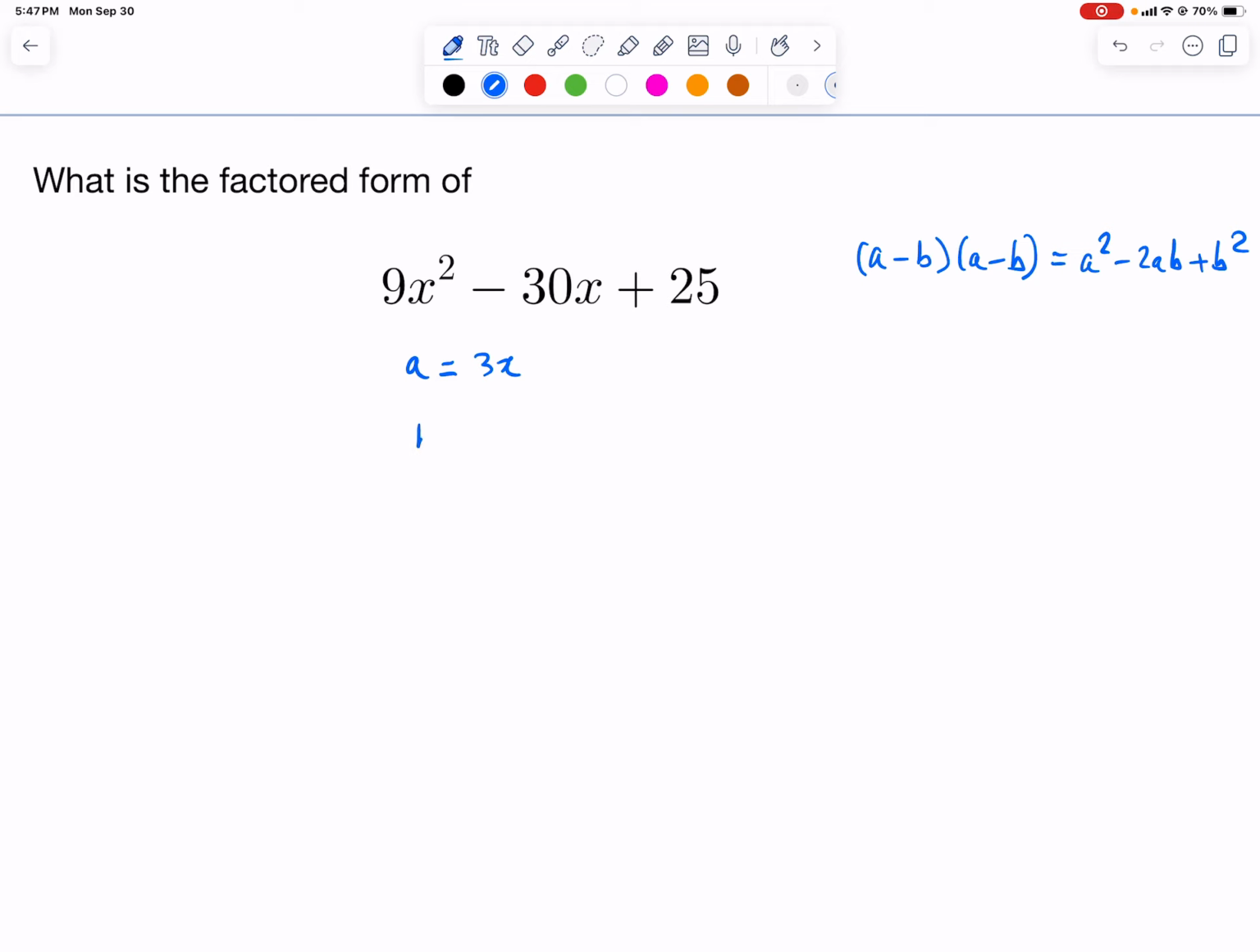And my b is going to be the square root of this quantity, which is 5. So now we're going to put this in factored form, and this will be 3x minus 5 times 3x minus 5, or 3x minus 5 quantity squared.